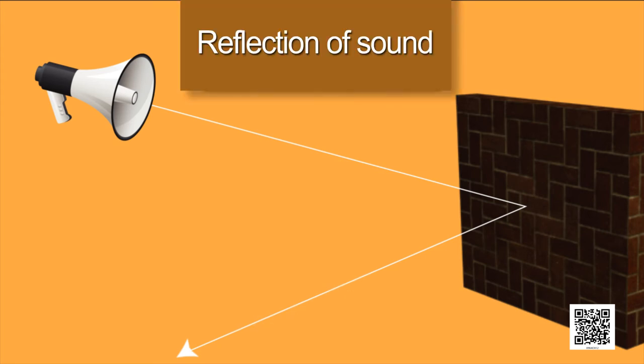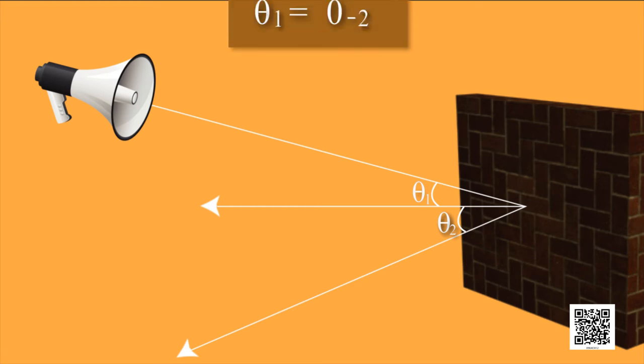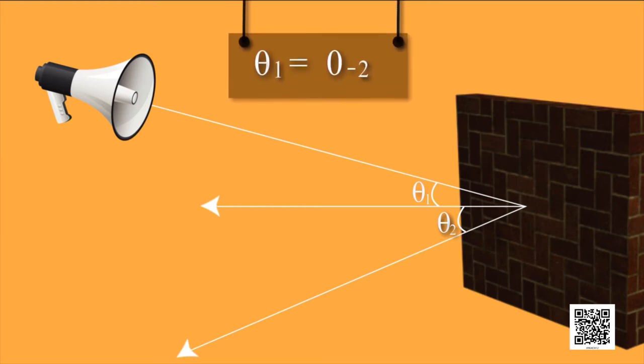Reflection of sound. Sound gets reflected at the surface of a solid or a liquid and follows the same laws of reflection as light. The first law of reflection of sound is that the direction in which the sound is incident and is reflected make equal angles with the normal to the reflecting surface at the point of incidence.